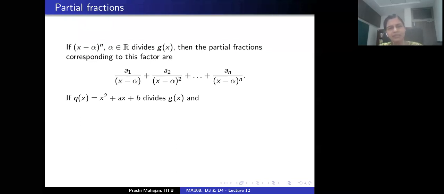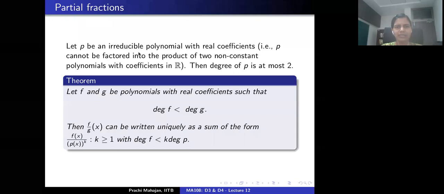So if it so happens that you have a factor (x minus alpha) to the power n, where alpha is some real number, this divides g. Now what is g here? So I should read this. Suppose that P is an irreducible polynomial with real coefficients. What do I mean by irreducible? Irreducible here means that P cannot be further factored into a product of two non-constant polynomials whose coefficients are on the real line. Then the degree of the polynomial P is at most 2.